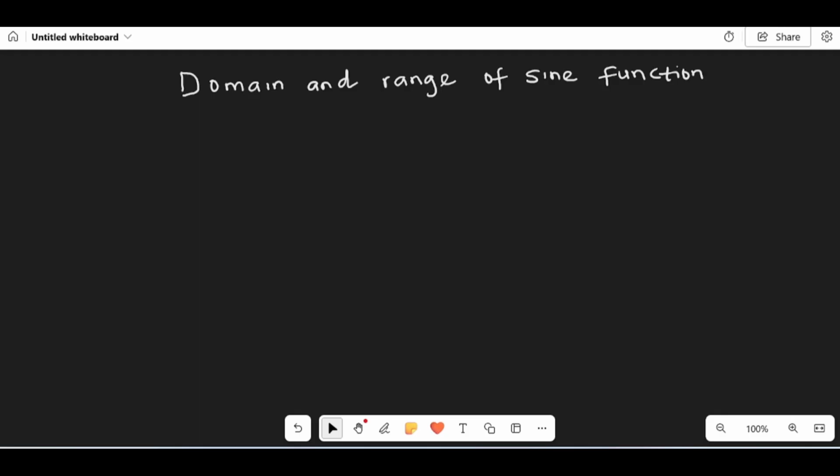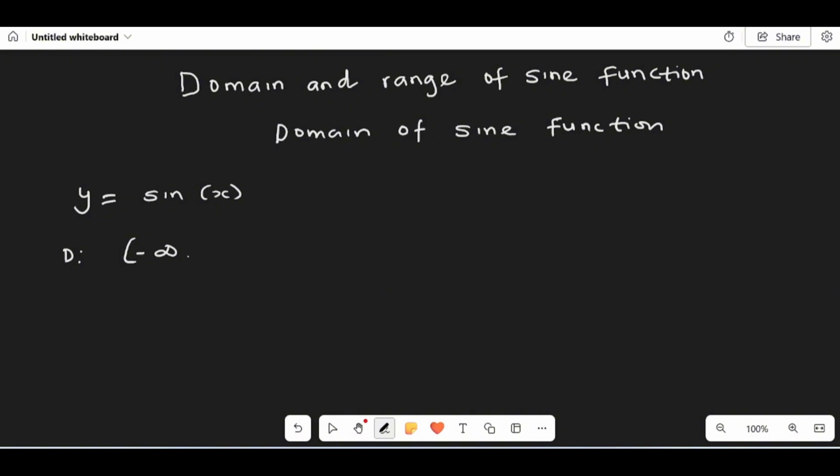Domain and range of sine function. Domain of sine function. Sine function is defined for all real numbers. The standard form of sine function is y equal to sine x, and domain is negative infinity to positive infinity.